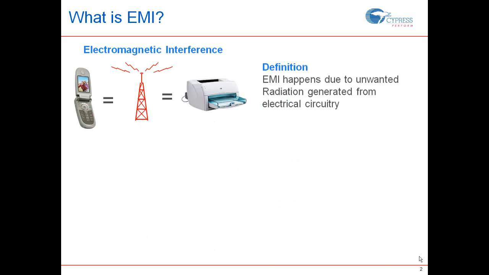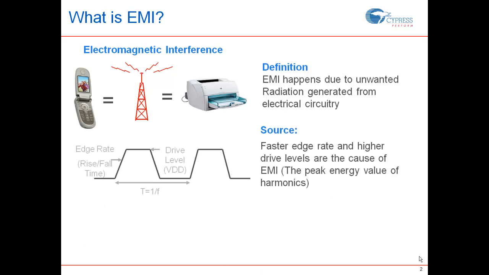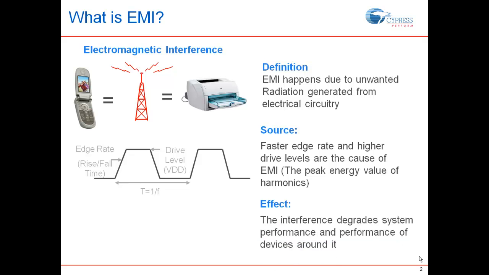What is EMI? EMI stands for electromagnetic interference. It happens due to unwanted radiation generated from an electric circuitry. The main source of EMI is faster edge rate and higher drive levels. Such radiation can result in malfunctioning of system as well as in some cases destruct the whole system.